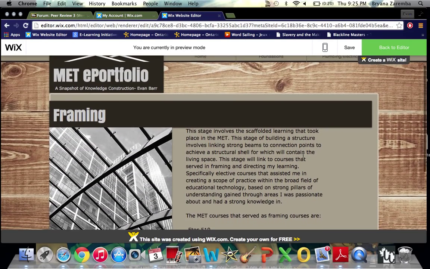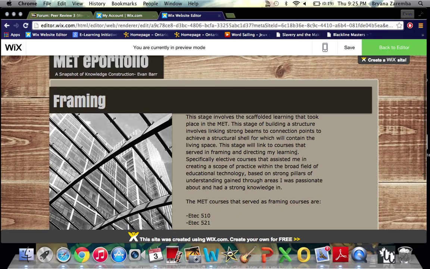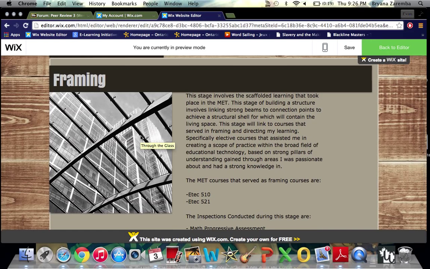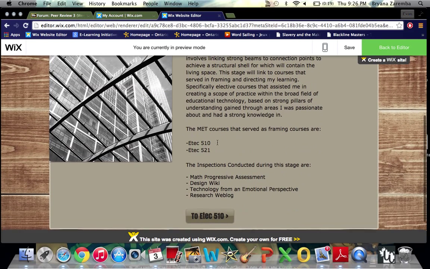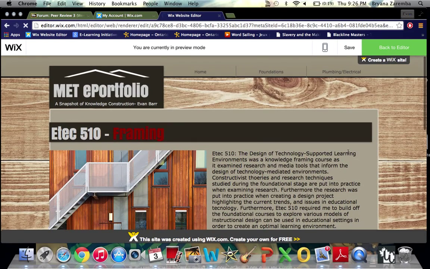The framing stage of a construction involves scaffolding the learning, which is, funnily enough, both an educational term and a construction term. In the construction world, it involves linking strong beams to connection points to achieve a structural shell that contains and forms your building. I use the metaphor of a knowledge construction, where these framing courses were key in framing my scope of practice. So two courses again in this stage, 510 and 521, and 4 inspections done during this stage.